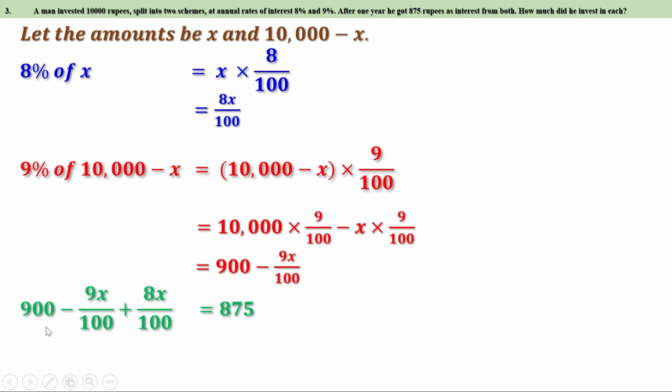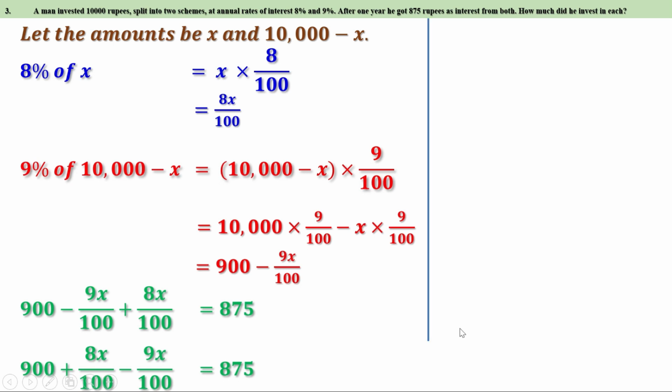875. Let me just rearrange this. 900 plus 8x by 100 minus 9x by 100 equal to 875. Now, for these two terms, 100 is the common denominator. Therefore, let us subtract numerators and write the common denominator. 8x minus 9x is minus x by 100. So, this can be written as 900 minus x by 100 equal to 875.